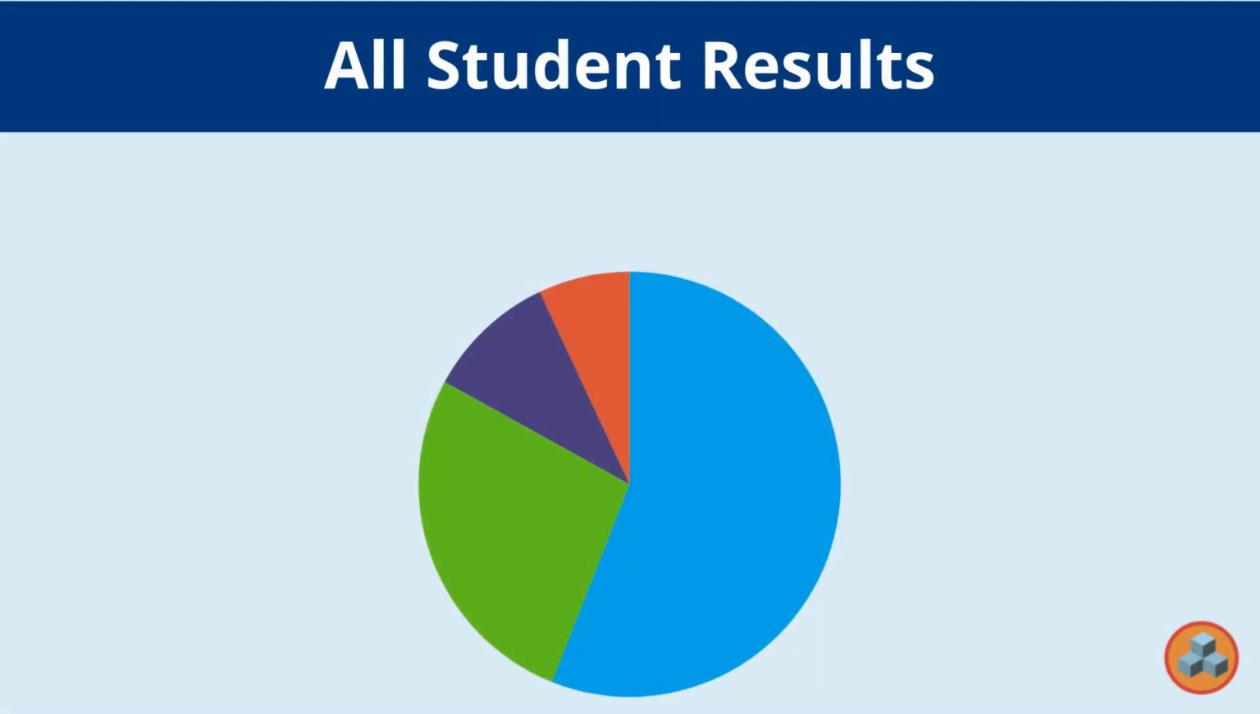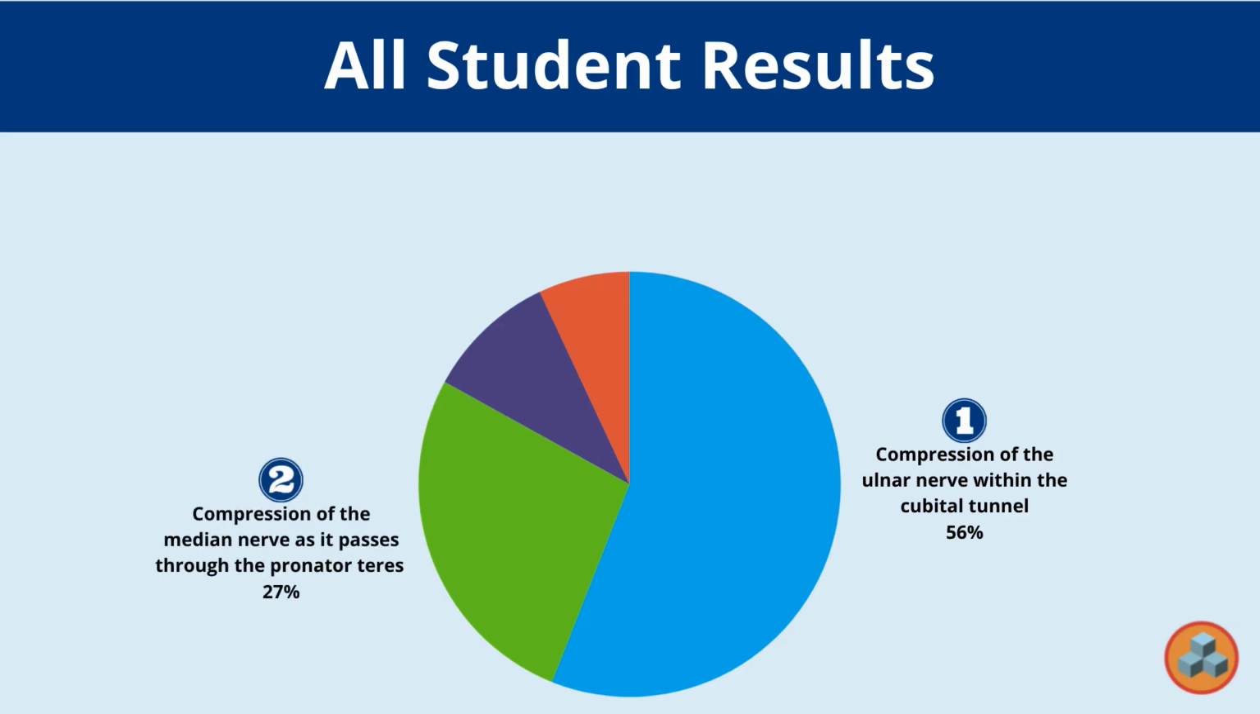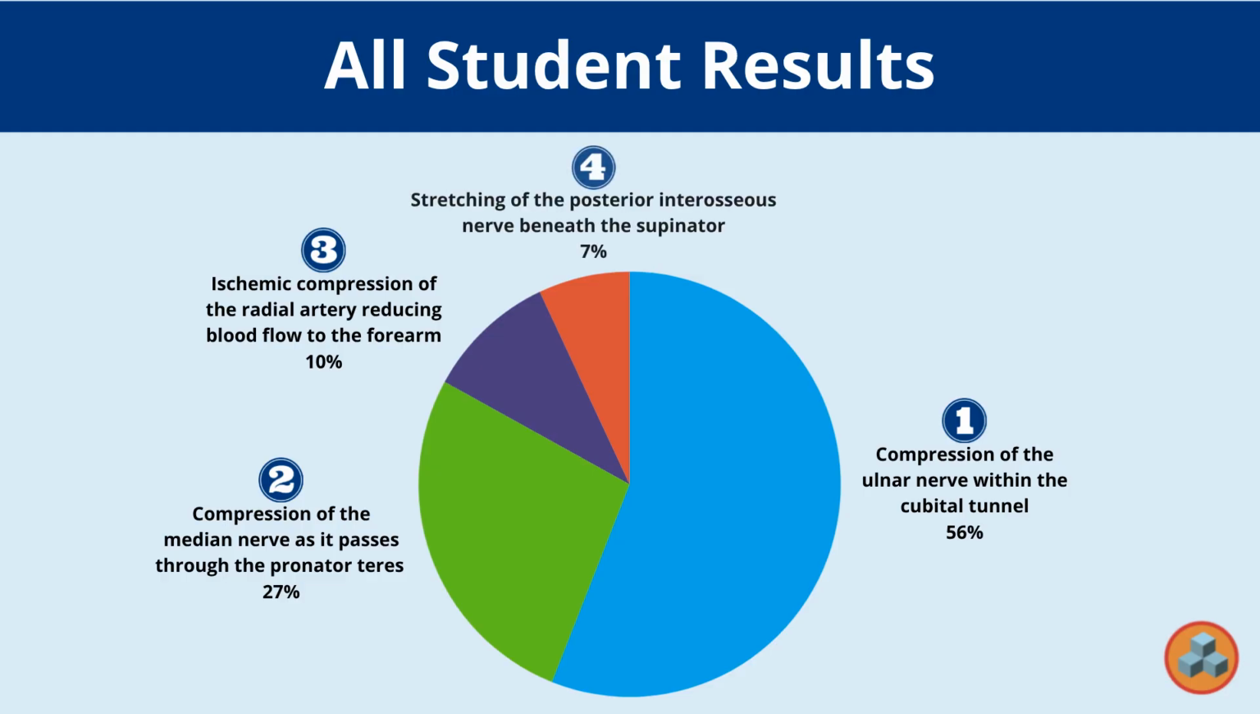Let's explore the all-student data. 56% of students selected option 1, compression of the ulnar nerve within the cubital tunnel. The correct response. 27% of students selected option 2, compression of the median nerve as it passes through the pronator teres. 10% of students selected option 3, ischemic compression of the radial artery, reducing blood flow to the forearm. 7% of students selected option 4, stretching of the posterior interosseous nerve beneath the supinator.